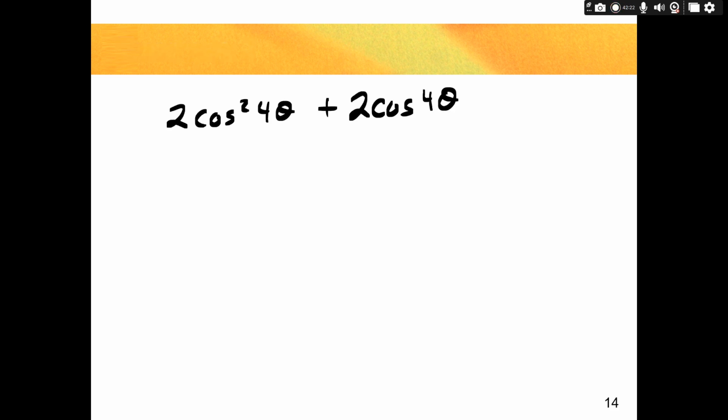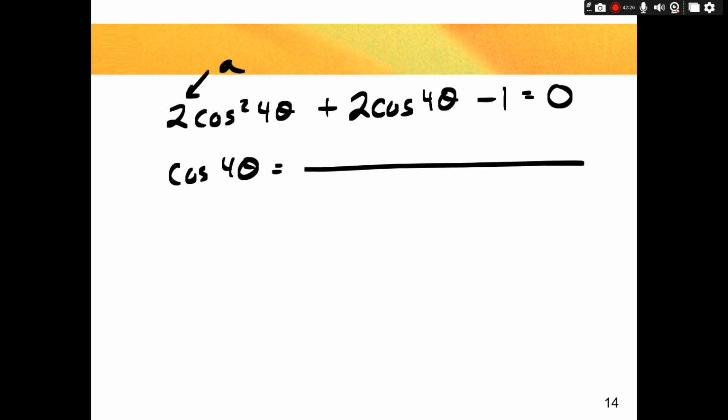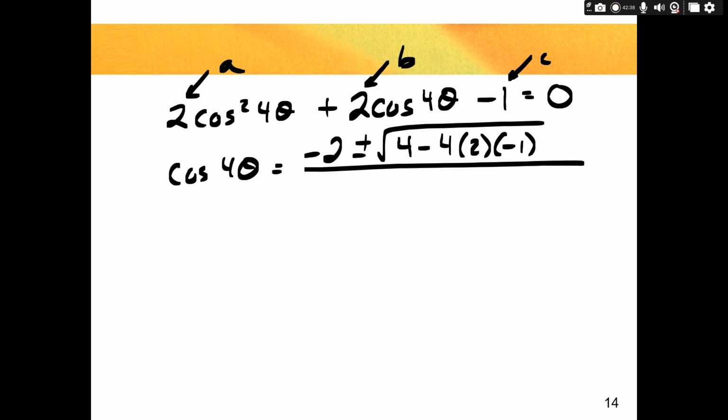So this is going to be the quadratic formula. That guy's going to be the A value, the B value, and the C value. So remember, quadratic formula is -b plus or minus the square root of b squared minus 4 times A times C, all over 2 times A. You can look up the quadratic formula if you need to.